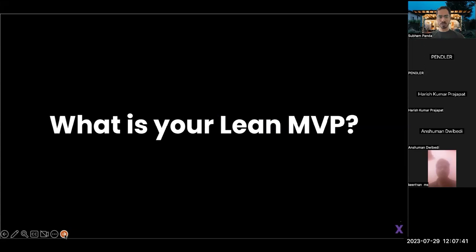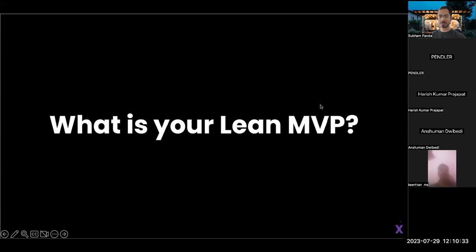Now the question here is, what is your lean MVP? This is for the folks who understand what a lean MVP means. If you do not understand, you can type in no. So let's take it as a question, as a concept first, and then we'll go to the practical aspects of it with some case studies. So what do you understand as a lean MVP?